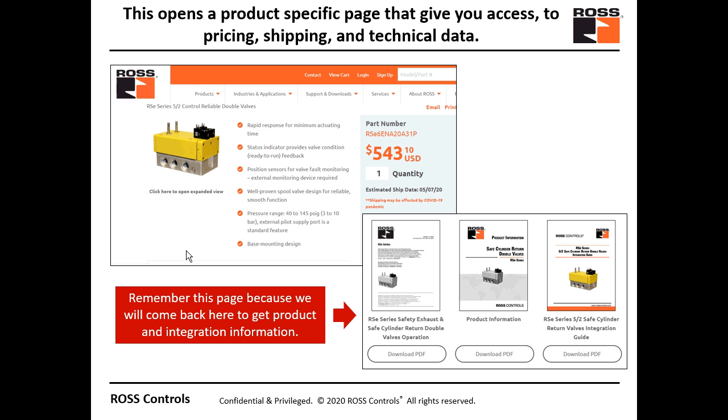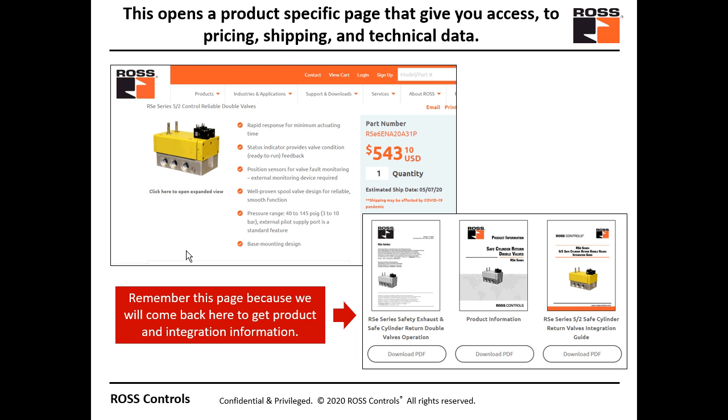And then we also have the integration guides. If you look at the tab here on the right, if you scroll down from where you see the price and part number, it would have these at the bottom. So it's got the product information, the operating instructions, and the integration guide. The reason I'm showing you these is because we'll use these in just a little bit.